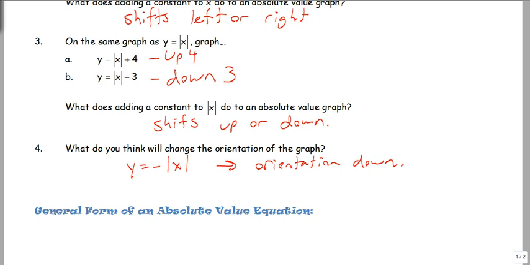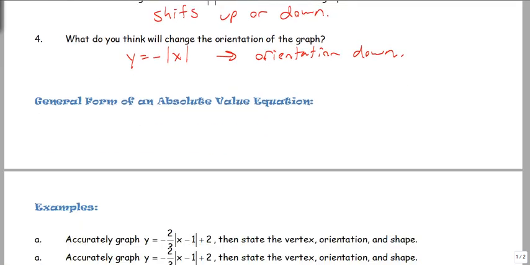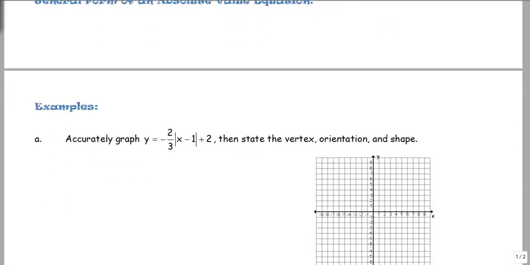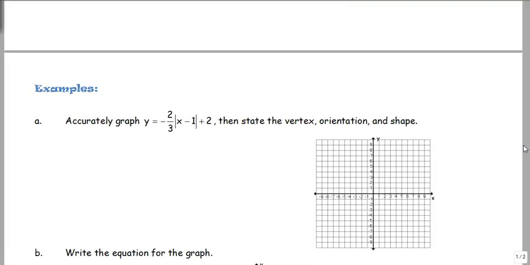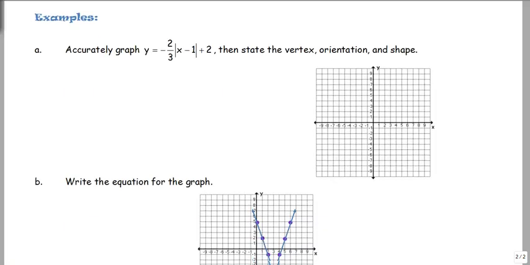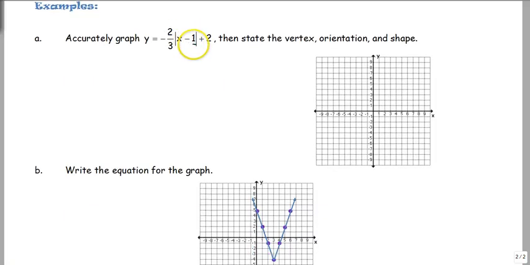So now let's look at the quick general forms of these equations. Accurately graph y equals negative 2/3 absolute value of x minus 1, plus 2, and then state the vertex, orientation, and shape. Here's the easy way to do this. Find your vertex by the shifts. They always start at 0, 0. This means 1 right. This means 2 up. So that means my vertex is 1 right, 2 up. And I'm going to put a vertex there.